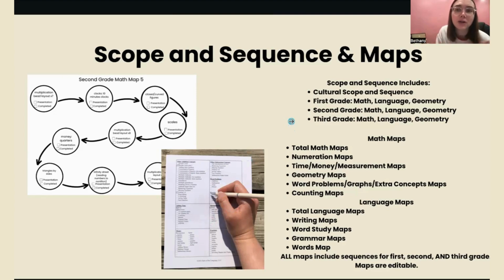And all of these maps also come as lists. So if you don't want to give the students these maps, you can give them a list. And if you don't want to give them either and you just want them for yourself, then you could use them like that as well. I do a mixture of both.